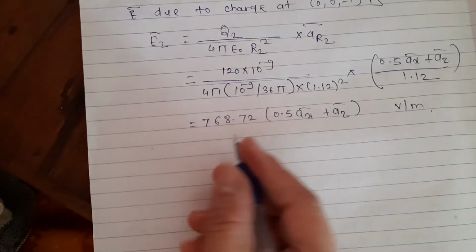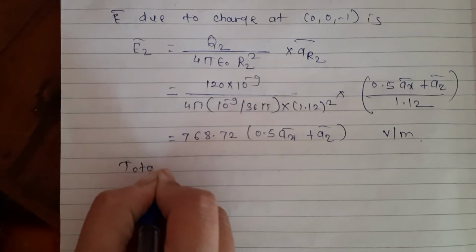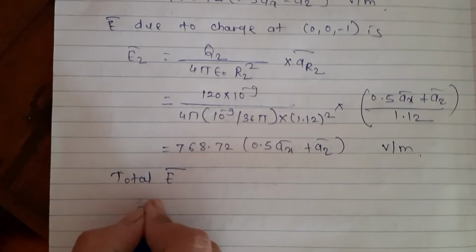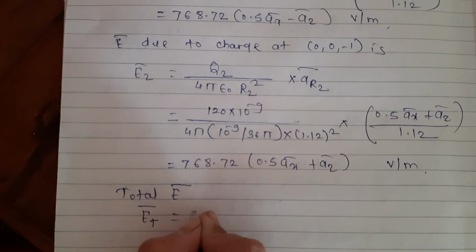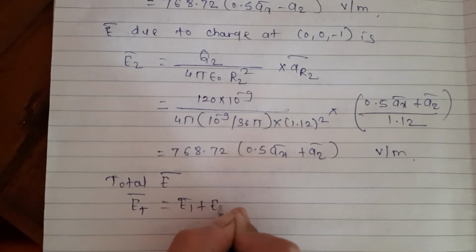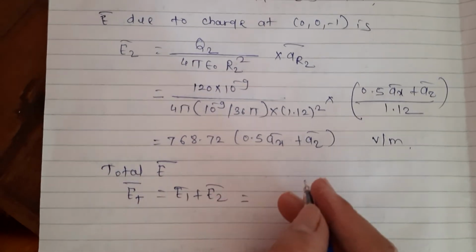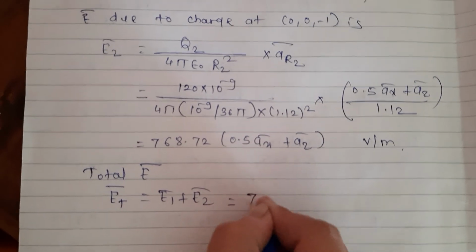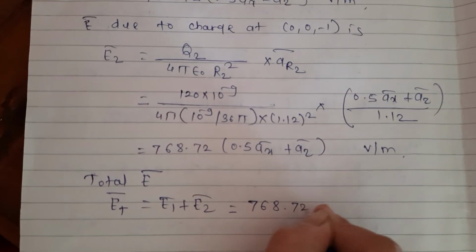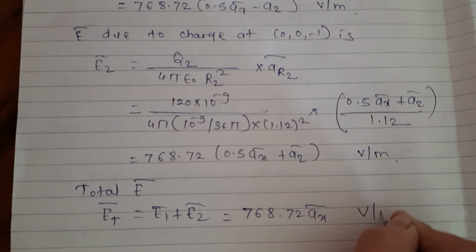So we have to write here total E bar. So it is ET bar is equal to E1 bar plus E2 bar. So we add all this quantity and we get 768.72 ax bar volt per meter.